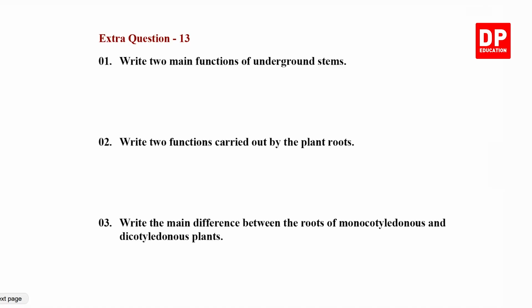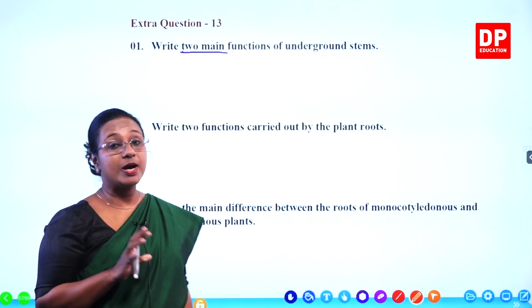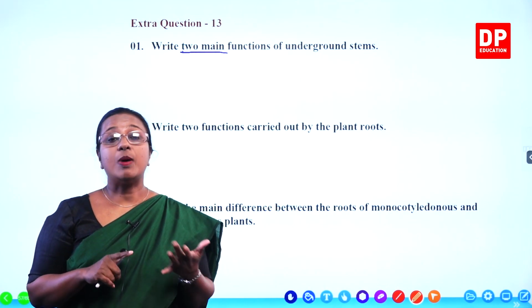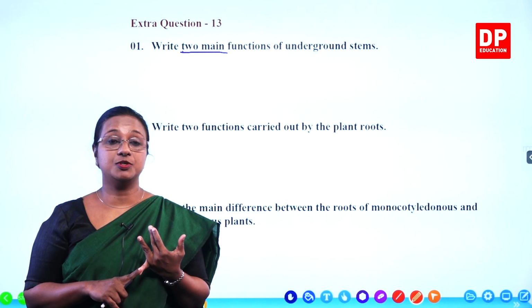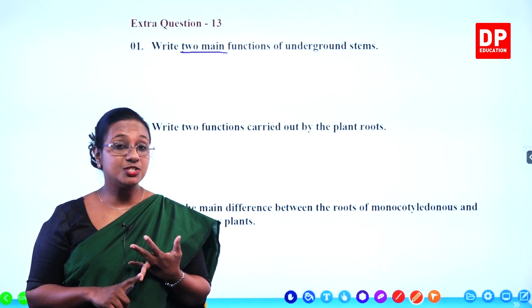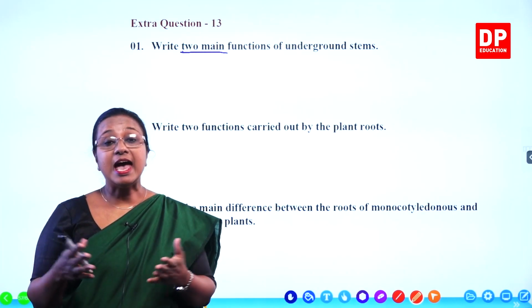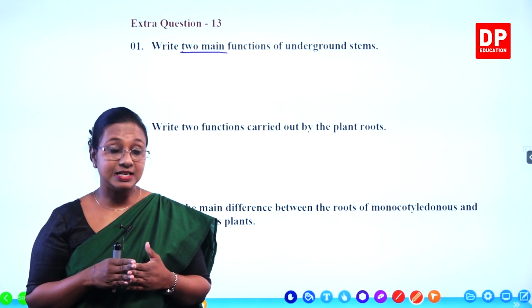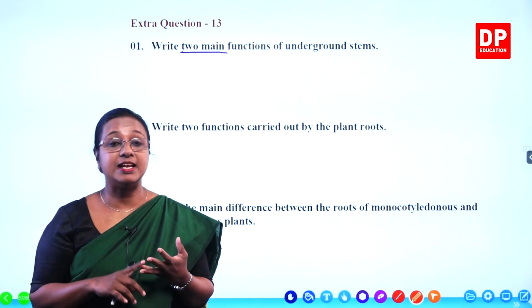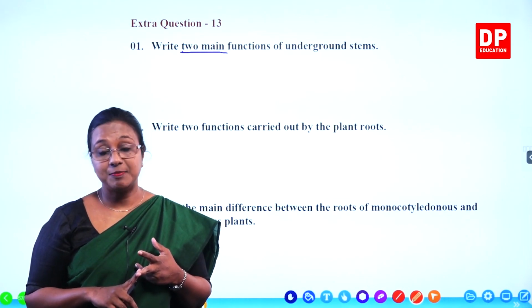Then the next one. Extra question 13. Write two main functions of underground stems. What are the functions? One is storing food. The other one is perennation. What is perennation? To withstand hostile or adverse environmental conditions and survive through that. That is perennation, and also asexual reproduction.